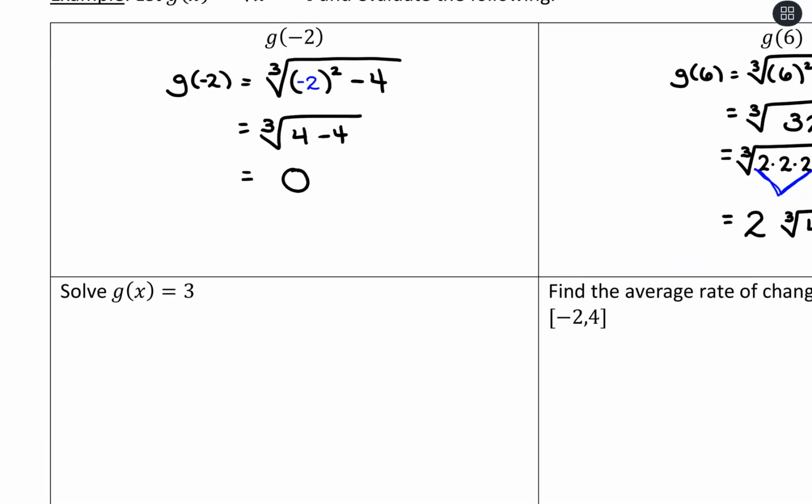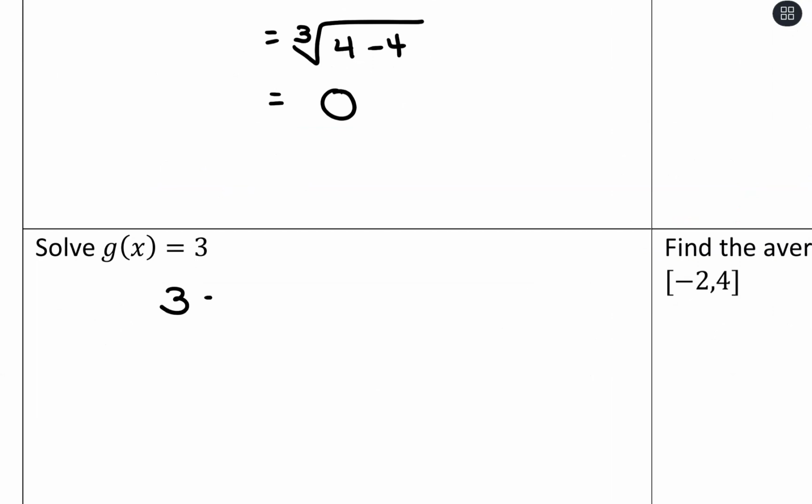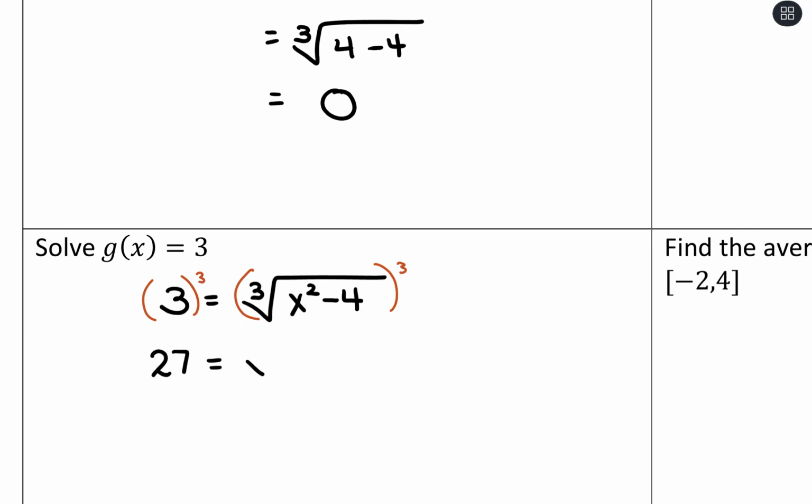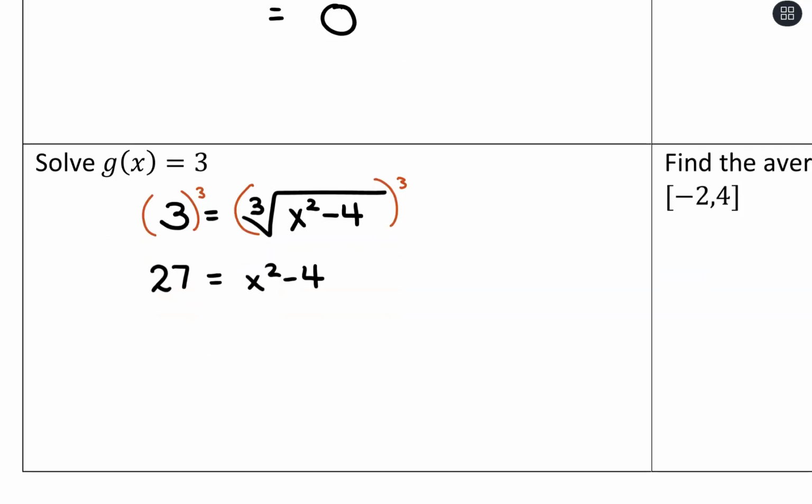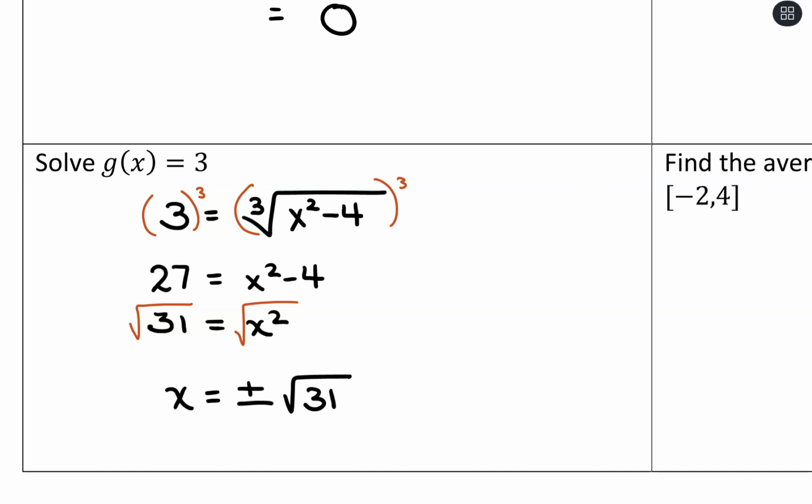Okay, what if we wanted to solve? So we're going to have 3 equals the cube root of x squared minus 4. Let's go ahead and cube both sides so we can get rid of that radical. So we have 27 equals x squared minus 4. Add 4 to both sides, so 31 equals x squared. Now we're going to take the square root of both sides, and this is the case where plus or minus is going to come in. So we're solving for all possible values of x, and when we take that square root, we have a plus or minus, and then just a square root of 31.